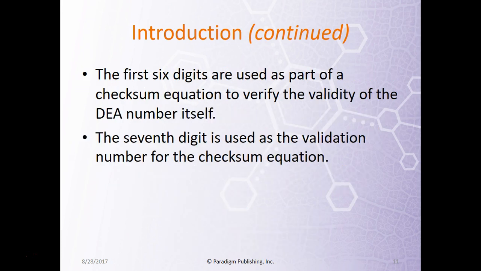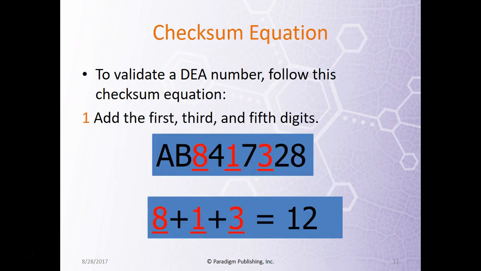Now, there's a set of 7 numbers that follow those 2 letters. The first 6 digits are used as part of what we call a checksum equation that we use to verify the validity of the DEA number. The 7th digit is the validation number, and we use that for the checksum equation. So, how does this work?